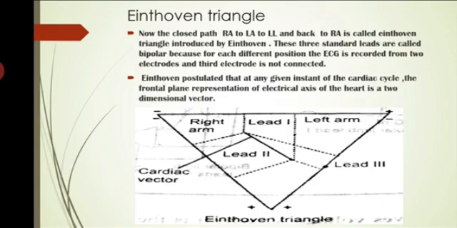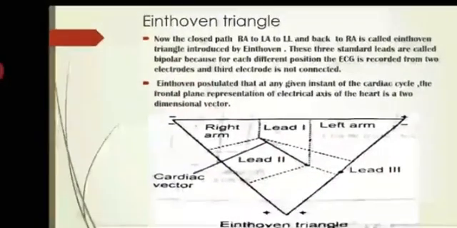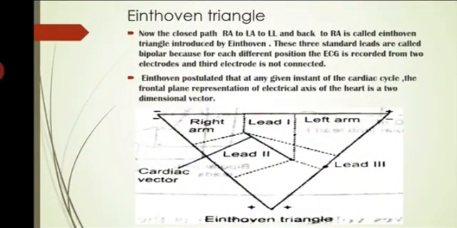Einthoven postulated that at any given instant of the cardiac cycle, the frontal plane presentation of the electrical axis of the heart is a 2-dimensional vector. So as shown in the diagram, there is an Einthoven triangle, and each lead gives a projection, and the intersecting point is nothing but the resultant of the ECG.